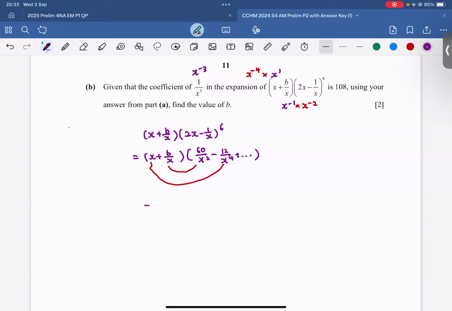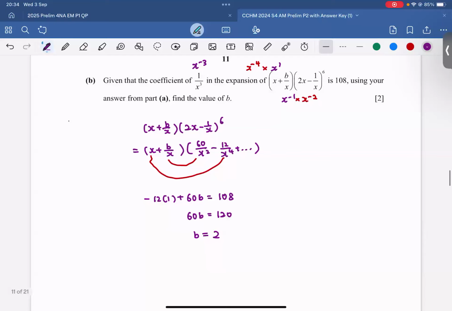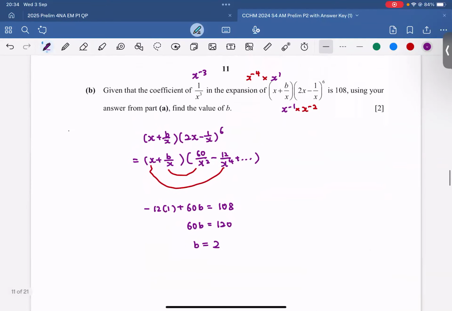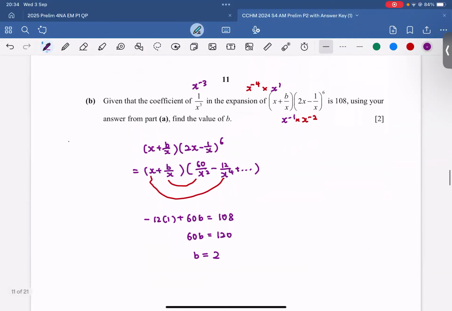So negative 12 times 1 plus 60 times b. This will actually give me 108. So bring the 12 over, I get 120, 108 plus 12. Then you divide. You know that b is actually equals to 2. So normally this kind of question, you expect the b to be a nice answer. Why? Because there's a next part that requires you to use the b. Unless they don't require you. If they require you, it must be a nice number. Otherwise, it's very difficult for you to continue the next part. Okay?